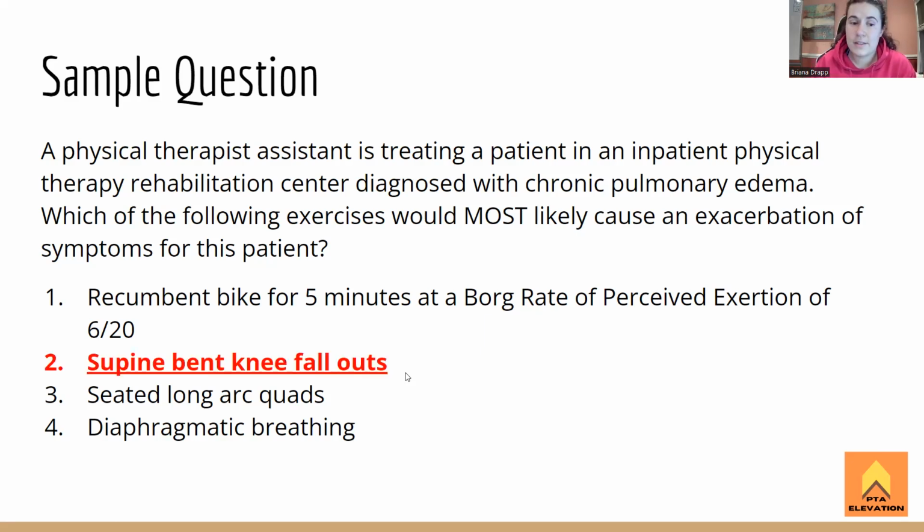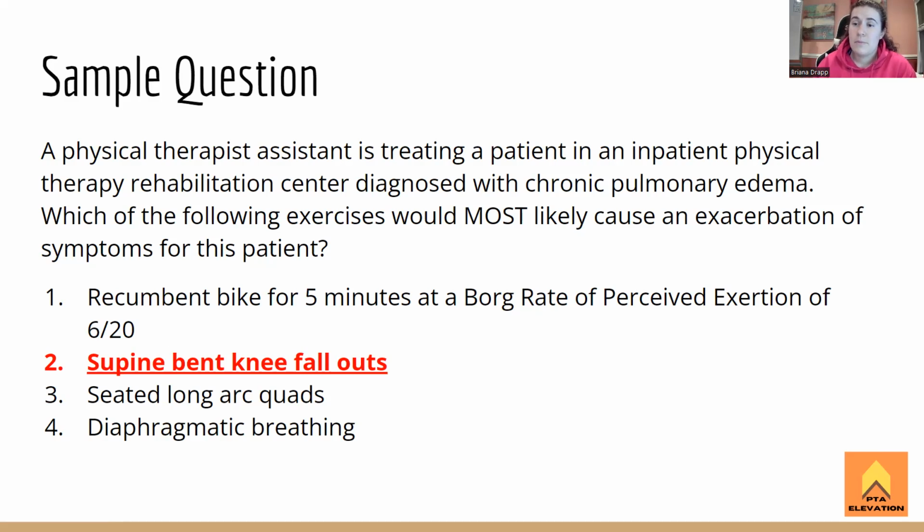All right, guys, the answer is supine bent knee fallouts. Remember, this patient experiences a lot of orthopnea, regardless of whether they're in the chronic or acute stages of pulmonary edema. So any sort of supine exercises are definitely going to exacerbate their symptoms. But let me go through the other options and tell you why these would be okay. Recumbent bike for 5 minutes at a Borg rate of perceived exertion of 6 out of 20.